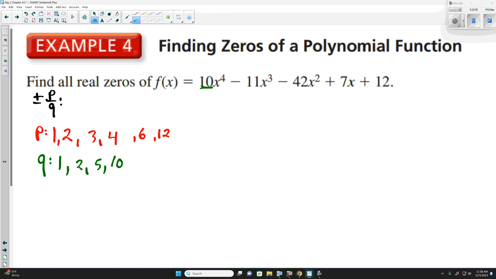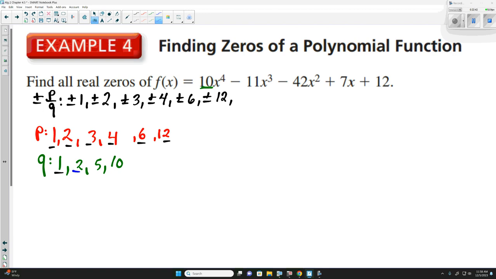Now the first thing we're going to do is divide all of our values of P by 1. Just like the last one, 1 divided by 1 is 1. 2 divided by 1 is 2. 3 divided by 1 is 3. 4 divided by 1 is 4. 6 divided by 1 is 6. And 12 divided by 1 is 12. So whenever we do our first division, the division with 1, we just get all the values of P back.